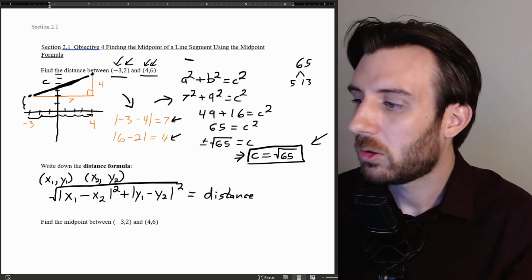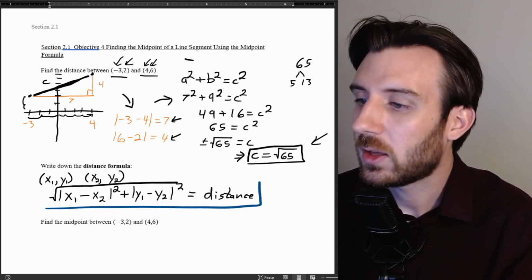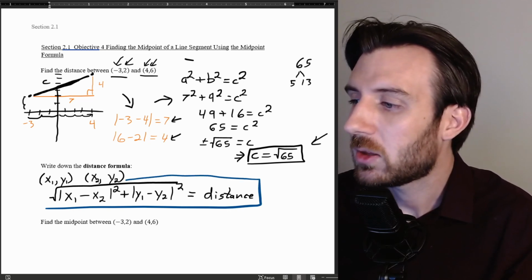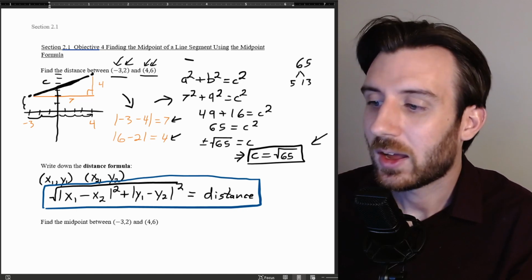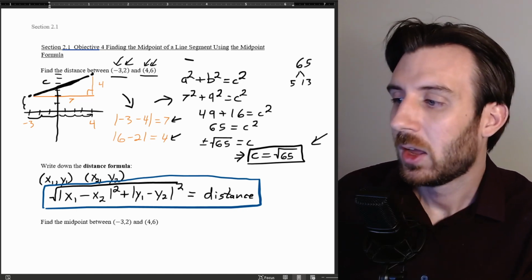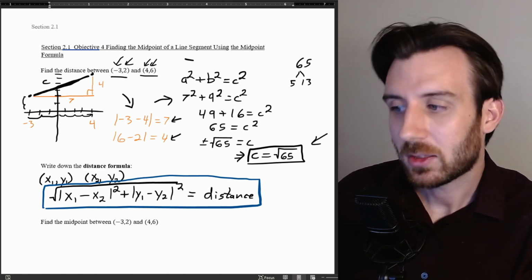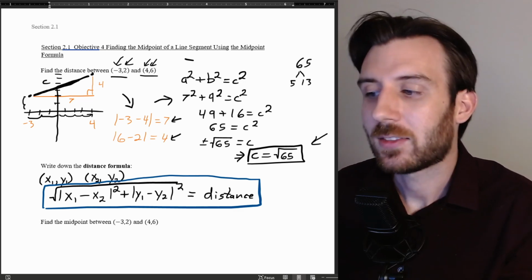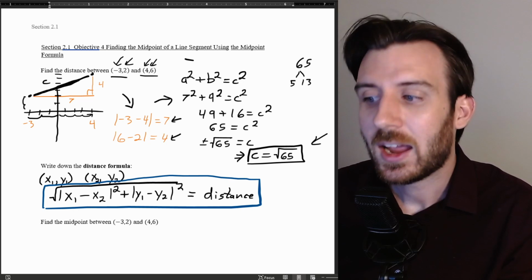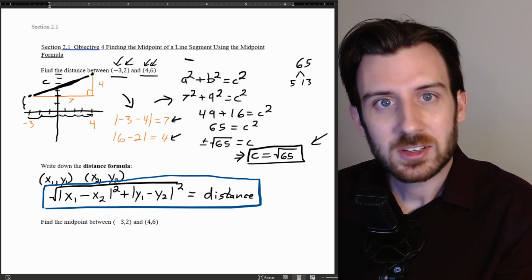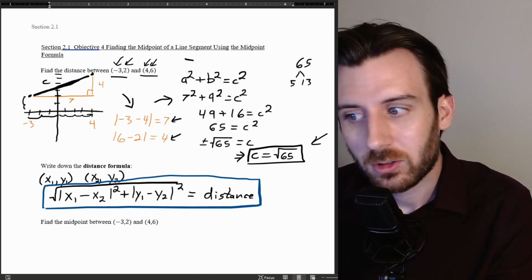The distance formula is everything we have written down here. If I am given 2 points, x1, y1, and x2, y2, I can find the distance between those points by subtracting the x values, making that positive and squaring it, adding that to the y values once I've subtracted that, made it positive and squared it, and then square rooting both of those as if they were lengths of a triangle.